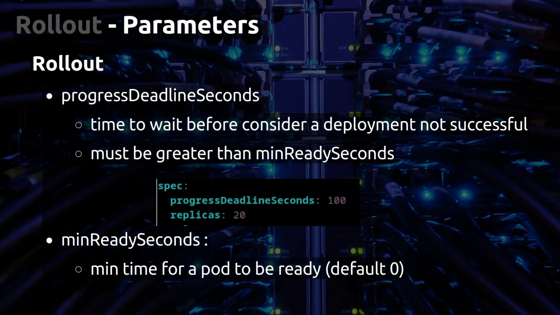The second one is the min ready seconds. This is the minimum time for a pod to be ready. Of course, you need to synchronize it with the progress deadline seconds. You can't have a min ready seconds above the progress deadline seconds. If you do, it's an error, and of course it's not really intelligent to do it.